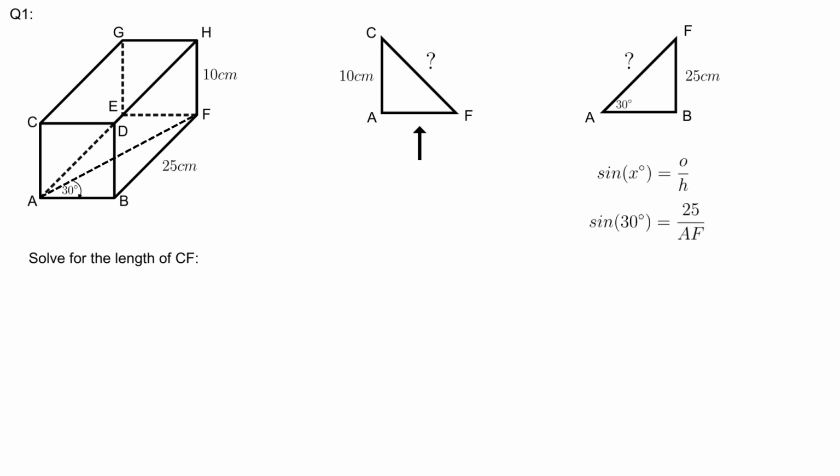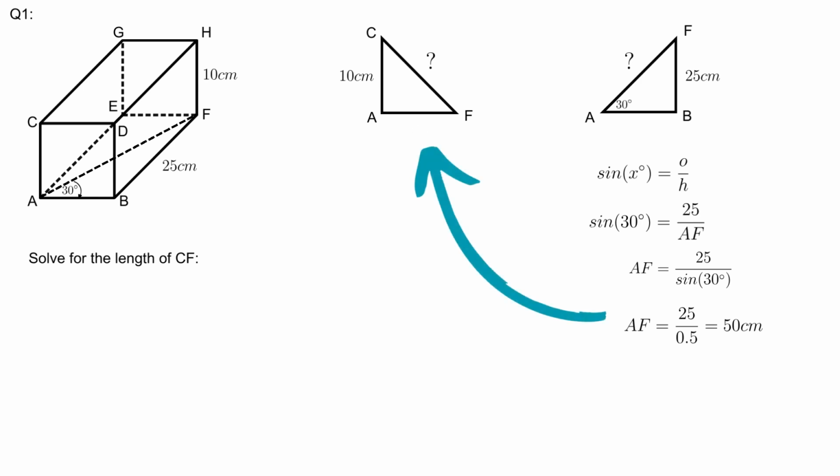Plug your values into the equation. To isolate AF, you can say AF equals 25 divided by sine 30. Sine 30 is equal to a half, or 0.5. Then 25 divided by a half is 50. Thus, AF is 50 centimeters.